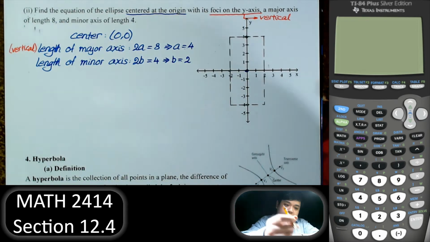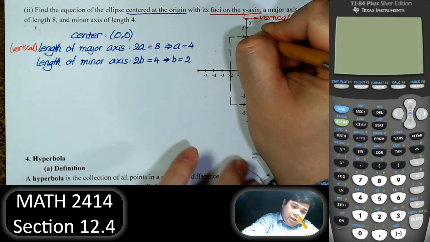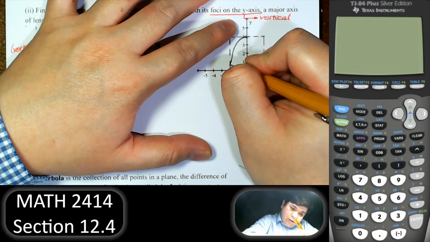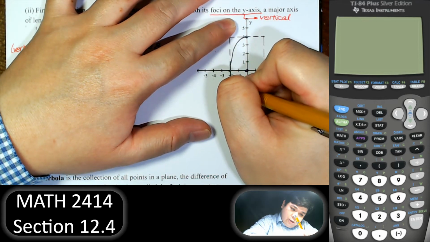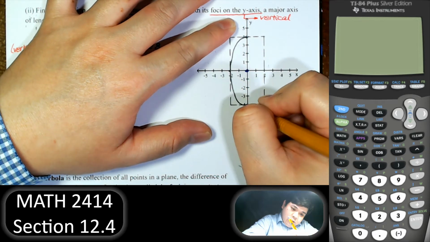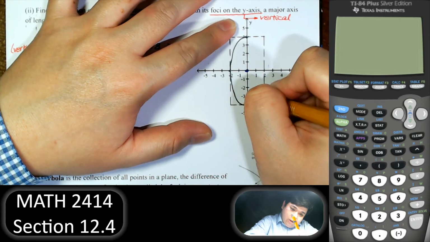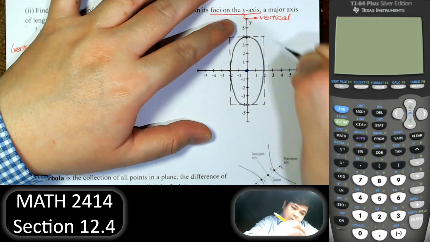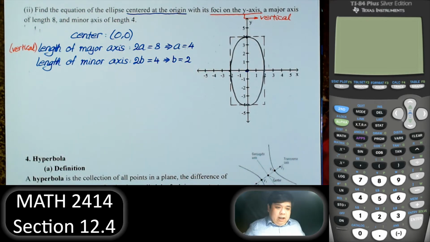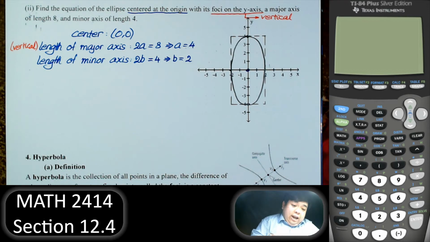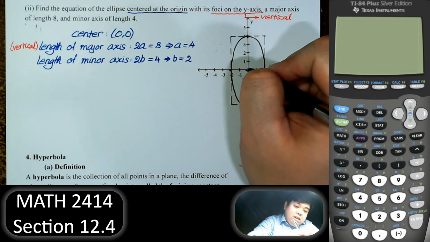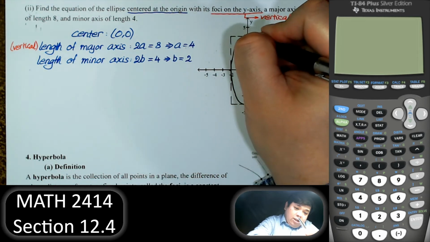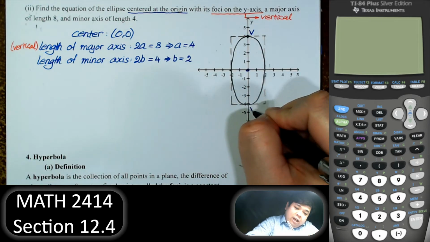Right, and then the ellipse will be inside this box. Now, so the ellipse like that. Now, the biggest distance from the center to the ellipse is going to be 4. So in that case, we have the vertex here and here.